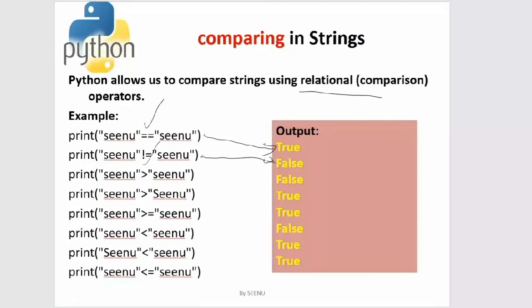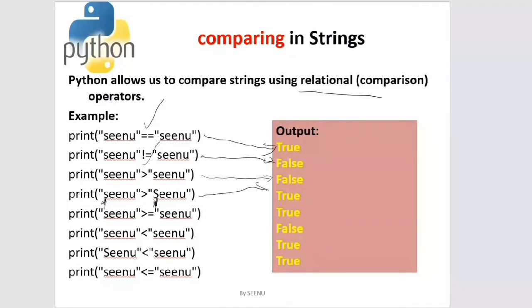Then here, I have capitalized this character. In the second seenu, I have capitalized the first character, from lowercase s to uppercase S, and the first letter in the first string is lowercase. In ASCII, the uppercase starts first and the lowercase begins after the uppercase. So obviously the uppercase will have a lower value than lowercase. That's the reason it compares the first s's, and then it says true.